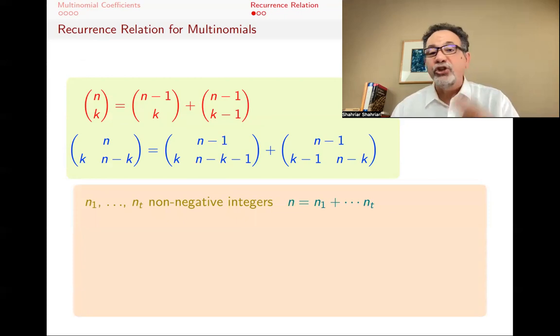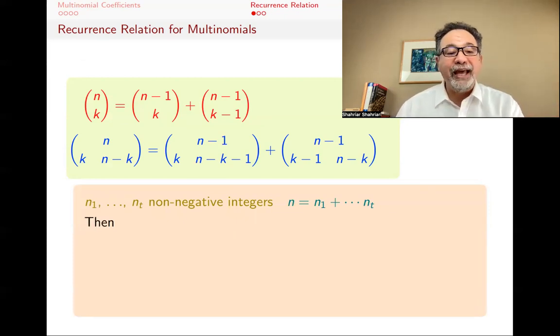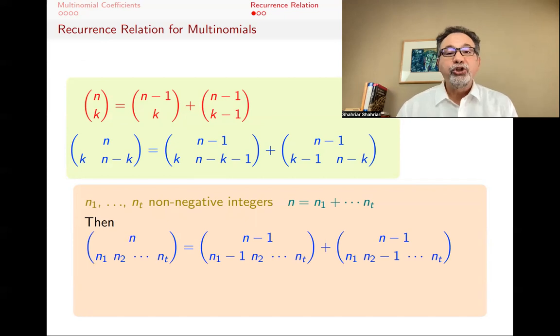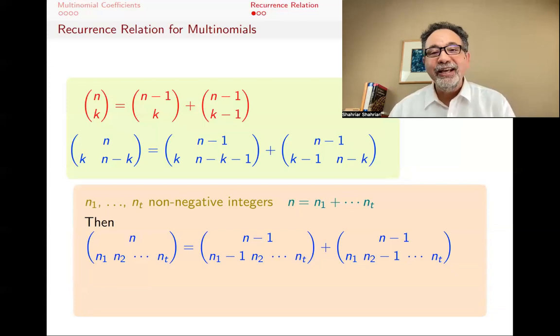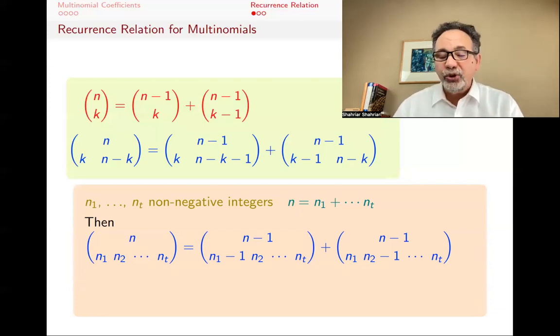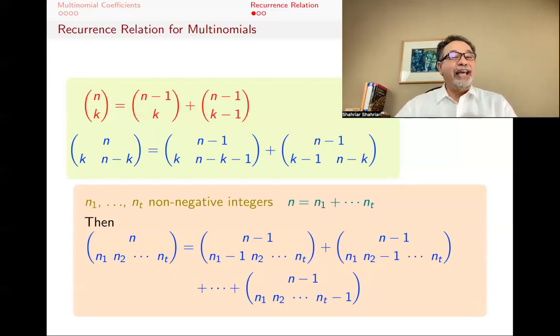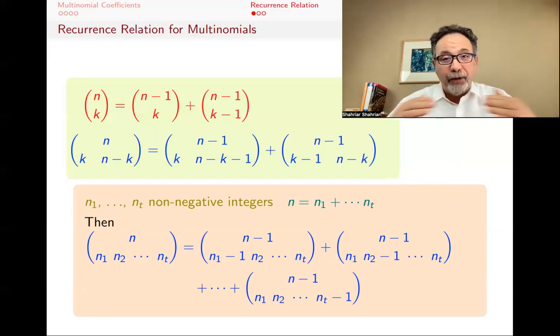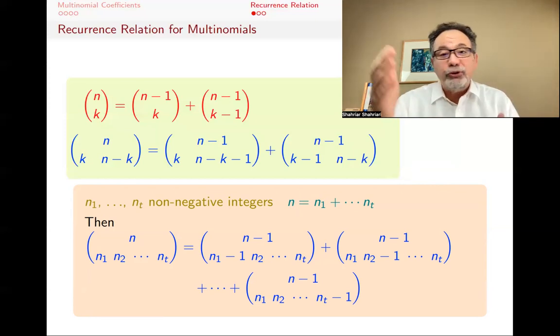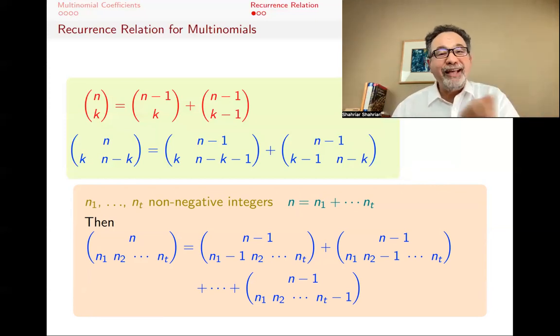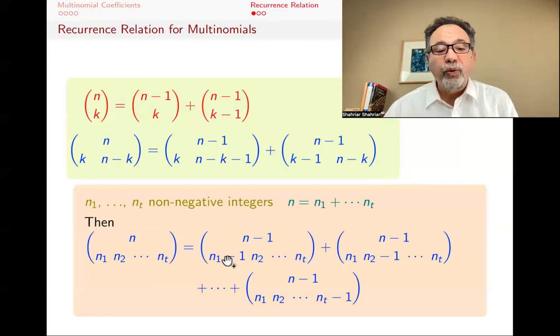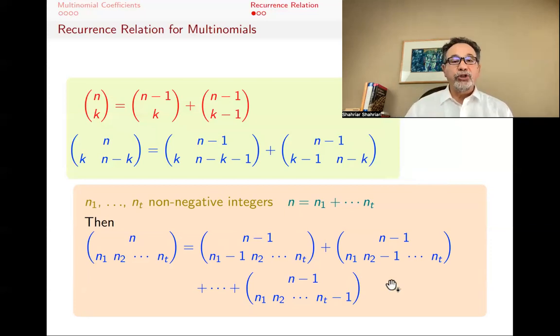So now we have t integers, not just two, but t of them, and the sum of them is n. And then what I want to show is that the multinomial coefficient n choose n1, n2 through nt is a sum of things. It's not just two things. It goes on. It's the sum of t terms. In each term, it's n minus 1 choose something. But because it's n minus 1 choose something, and those numbers at the bottom that we're choosing should add up to n minus 1, we have to bring them down by 1, and we take turns. Once we bring down the first one, then the second one, all the way to the last one. And this is going to be the recurrence relation for them.